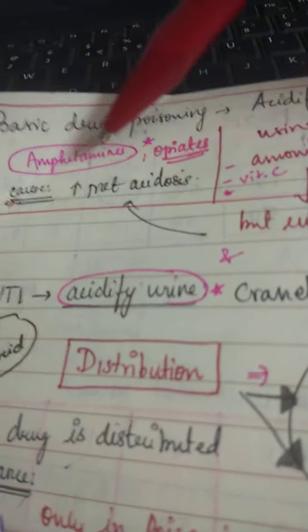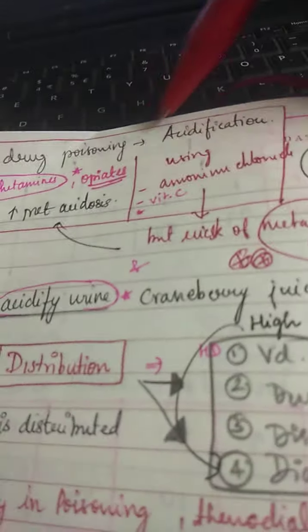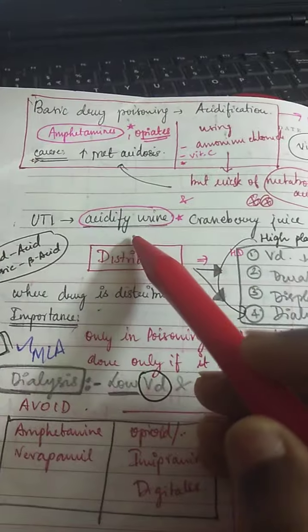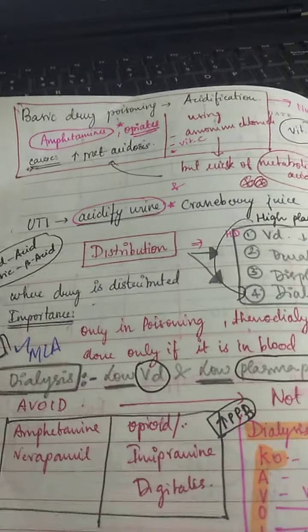The opposite happens if you have a basic drug. For a basic drug like amphetamines and opiates, what we do is we acidify the urine. You can give vitamin C, you can give ammonium chloride, you can also give cranberry juice. That's why in UTI, in order to acidify the urine, you give cranberry juice.